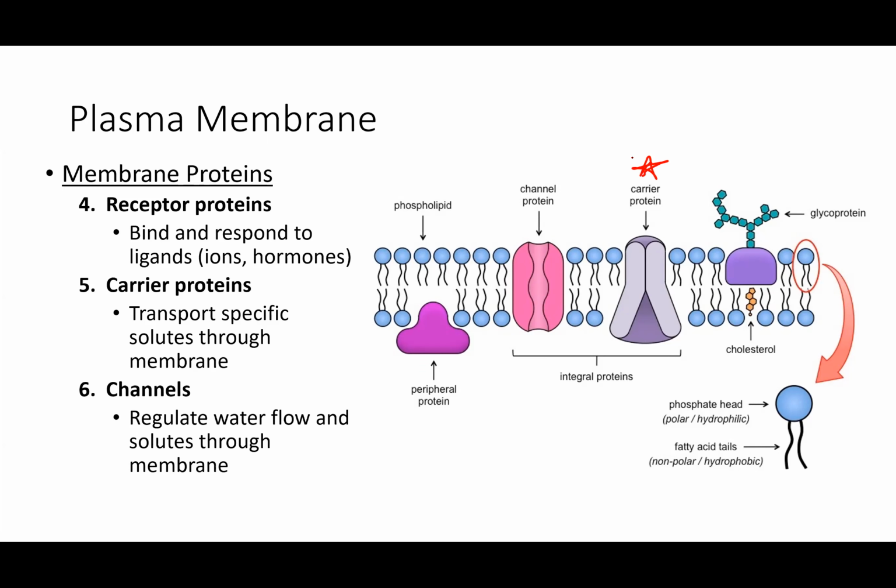You can have a carrier protein, or you can have a channel protein that's always open that allows certain substances to pass through. So for example, channel proteins regulate the flow of water and solutes through the cell. So it helps control that intracellular environment that's different from the extracellular fluid. So the cell itself maintains a unique internal environment, and these proteins play a really important role in helping to maintain that internal environment of the cell.